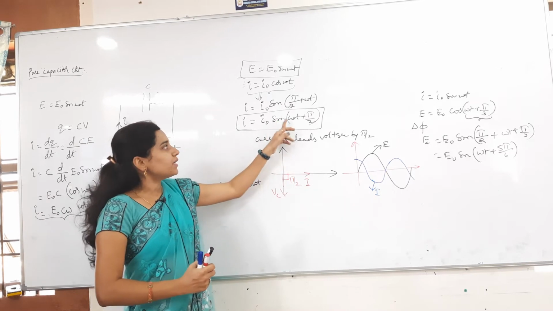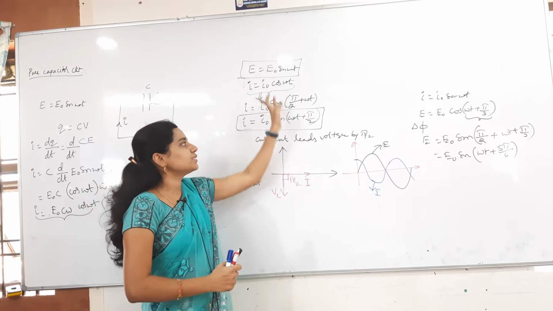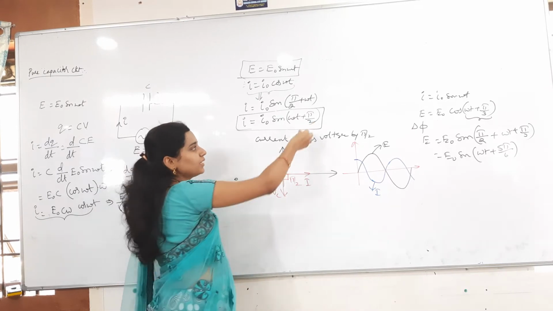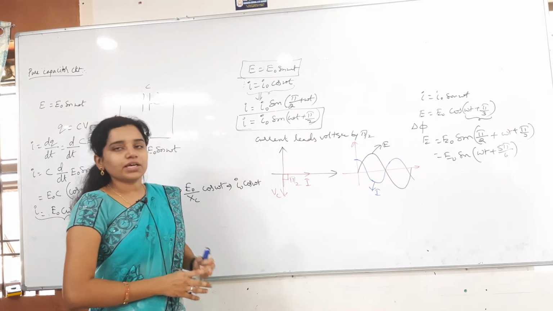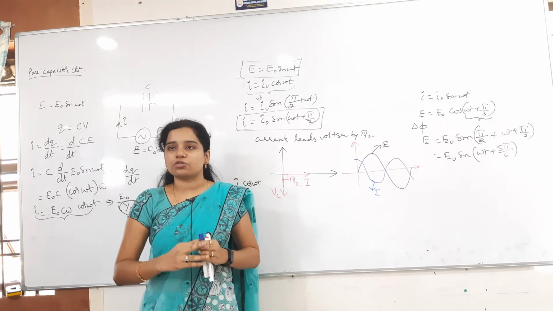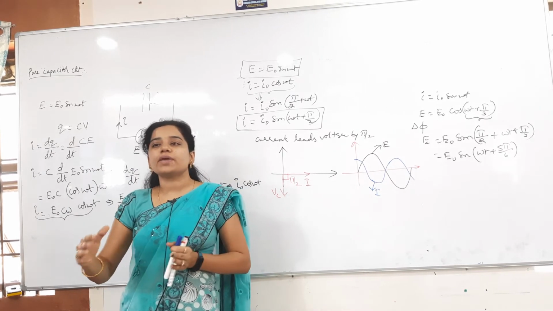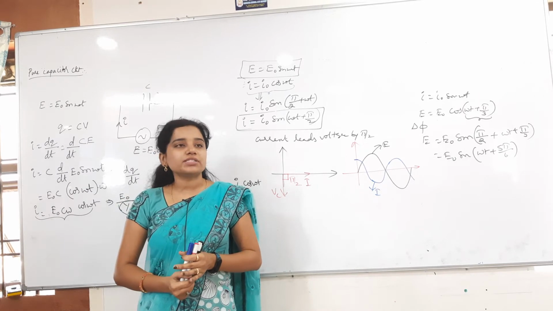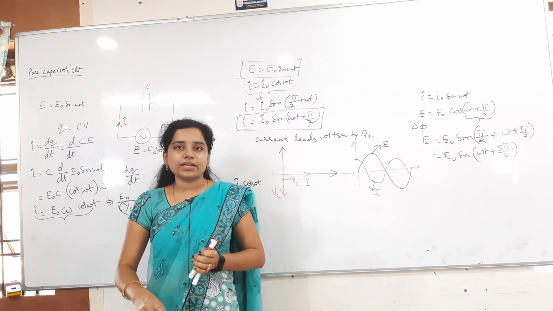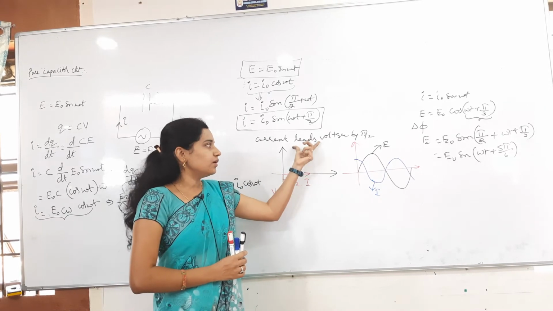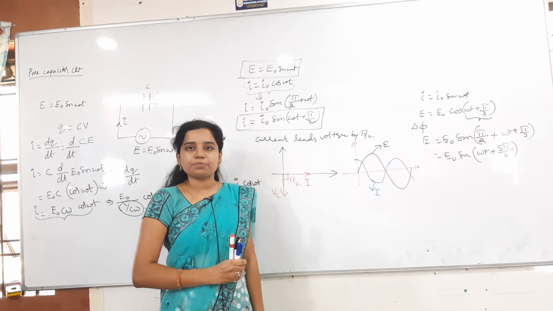Now whenever you compare the phase angles of this voltage and current, what is the phase difference here? Pi by 2 is the phase difference. That is what I have written here. Here E is equal to E naught sin omega t, then current I is equal to I naught sin omega t plus pi by 2. So who is leading here? Current is leading voltage by pi by 2.